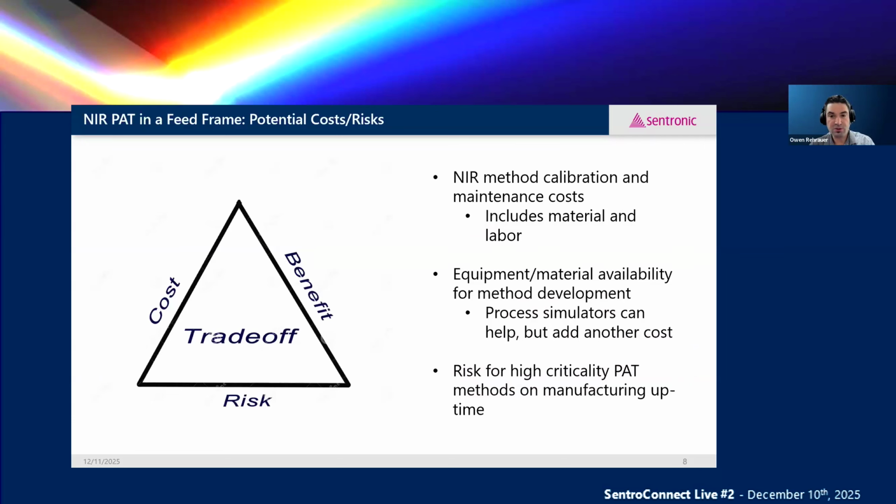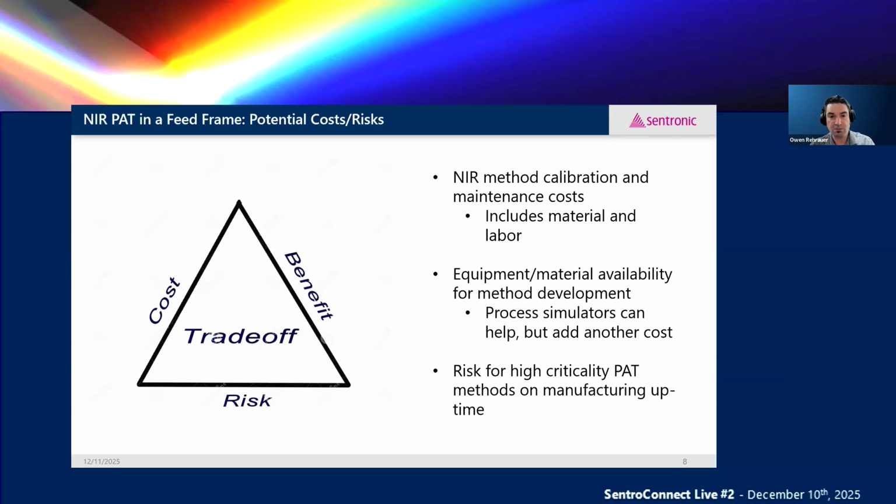NIR, as we previously mentioned, can include some non-trivial costs, particularly for a novel molecule. We may not have economized the actual manufacture of the drug substance. So as we're making blends of drug product, they can be quite expensive from a dollar per kilogram perspective. There can also be challenges with equipment availability.